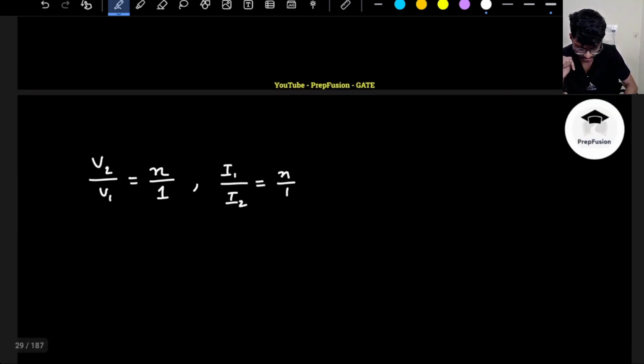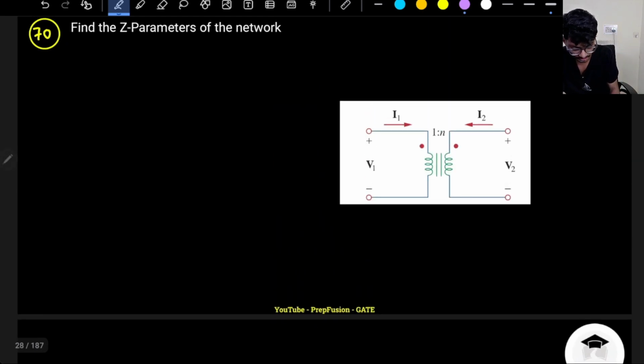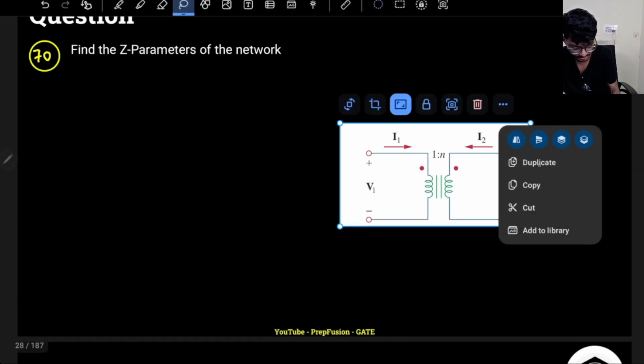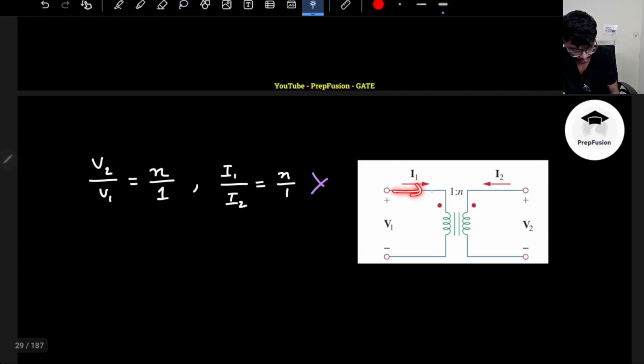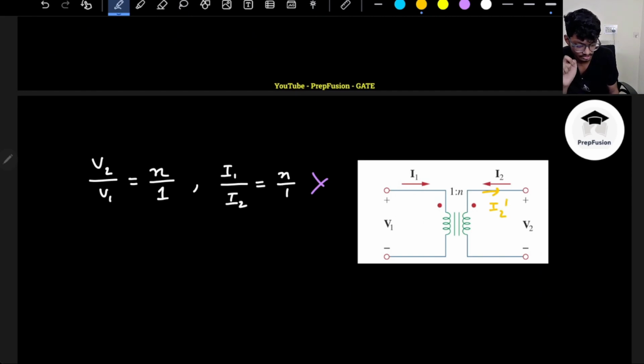But remember, this is not exactly correct, because in a transformer, the currents are shown like this. If this is the voltage, this is the current I1. Current of the transformer is I2 dash on the right hand side. It is not incoming, it is outgoing. If you have seen the currents of a transformer, it is outgoing. So this relationship is not exactly correct for the current. Voltage, it is correct.